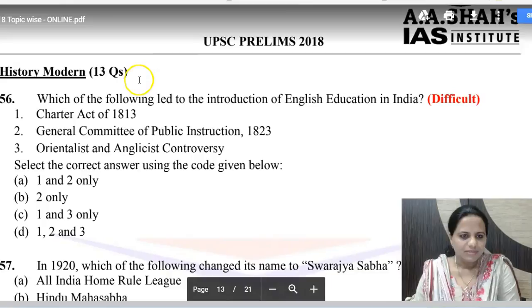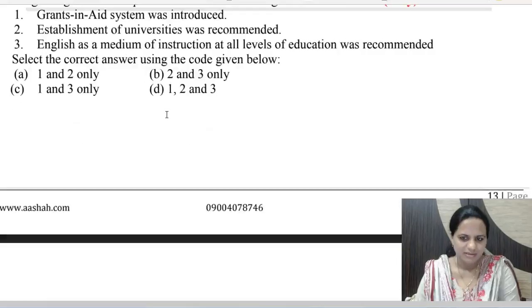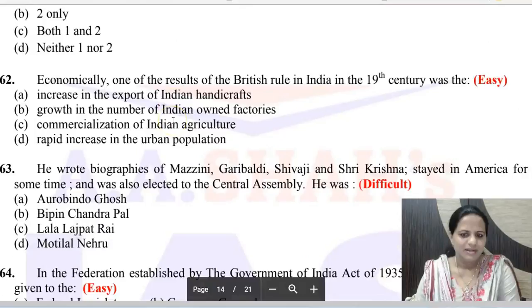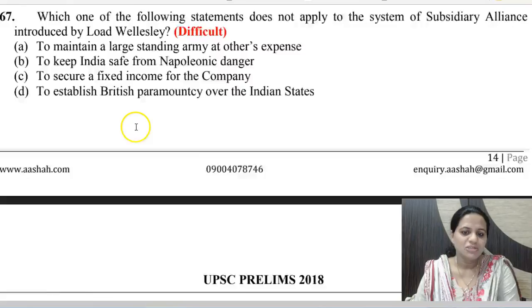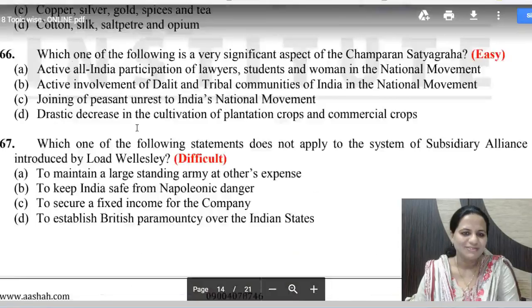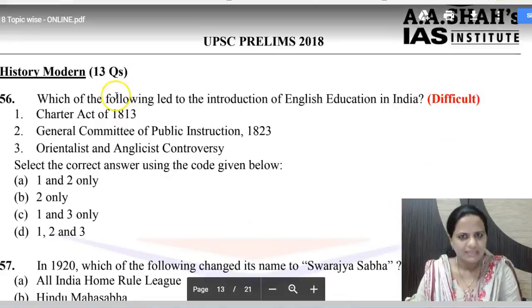Then from History Modern, there were 13 questions. Out of these 13 questions, you can see 1, 2, 3, 4 and 5 are difficult questions. And 6, 7 questions are difficult. So out of 13 questions, 7 are difficult. So even History Modern was difficult. The remaining few are easy. Some could have been guessed.